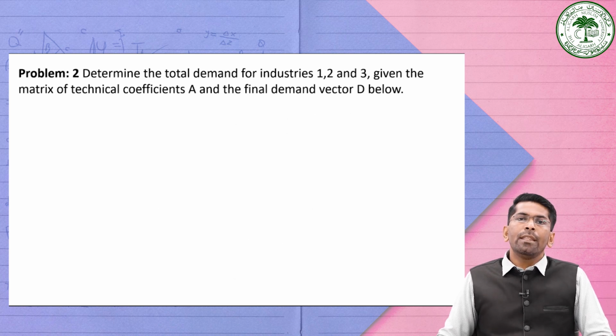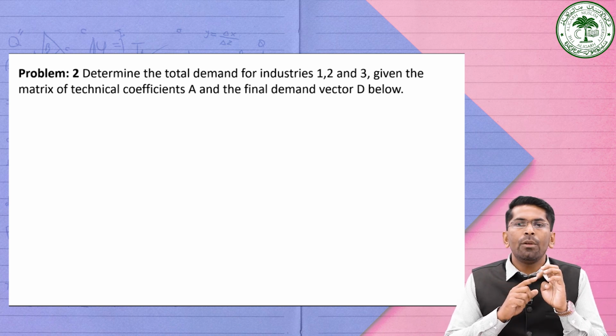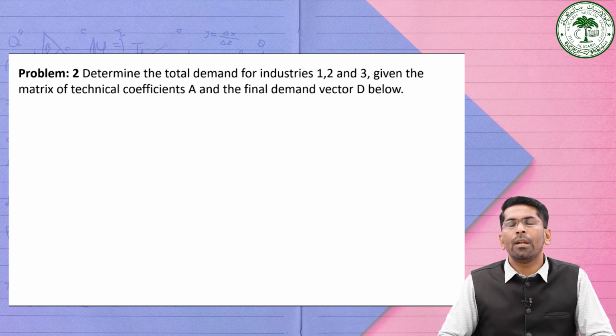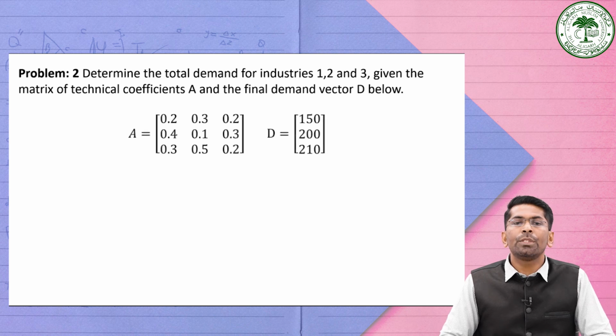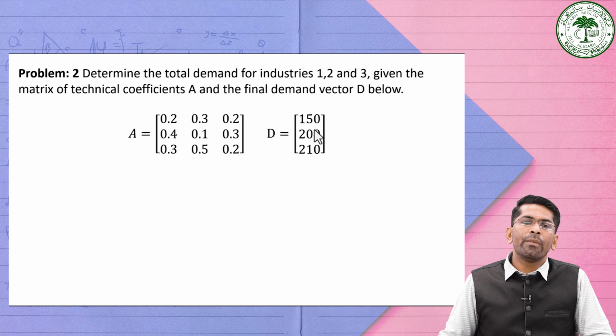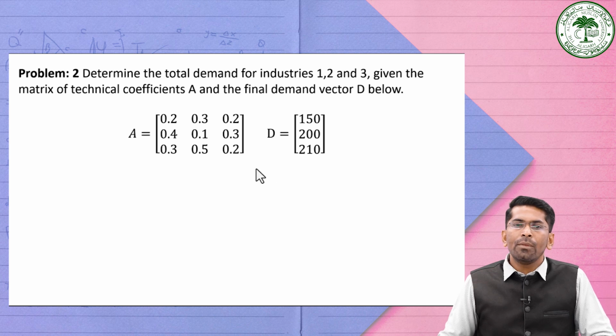Now we are going to consider another problem, that is problem 2. Determine the total demand for industry 1, 2, 3 given the matrix of the technical coefficient A and the final demand vector D. See, what is the technical coefficient given here? This technical coefficient matrix, that is A, is equal to 0.2, 0.3, 0.2, 0.4, 0.1, 0.3, 0.3, 0.5 and 0.2. And the final demand vector is also given: 150, 200, 210. What we want to find out? We want to determine the total demand for industry 1, 2 and 3. So of course, we have the given question.